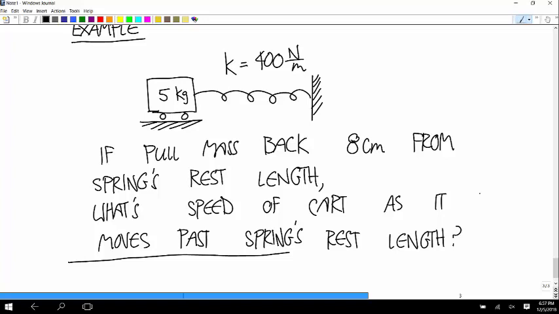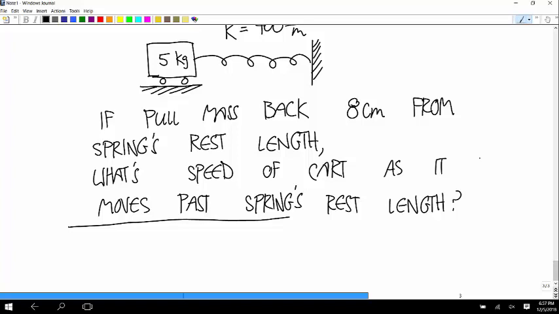And so if you pull it back 8 centimeters and let it go, it's going to speed up the whole way that it's getting to the spring's resting length. When it's at the spring's resting length, it's going to be at its fastest. And then the spring's going to start slowing it down until it finally turns it around and makes it go back the other way. Okay, so let's calculate that speed.